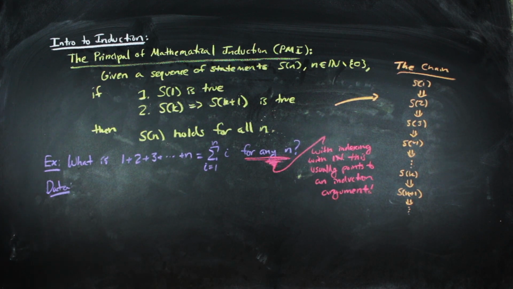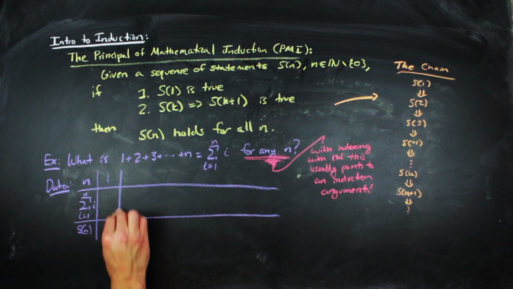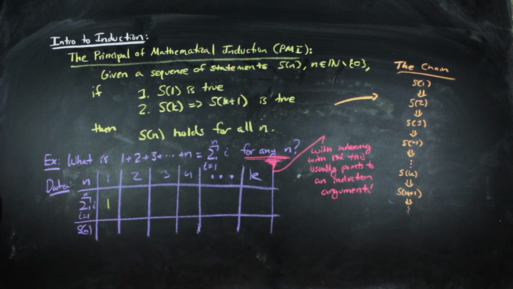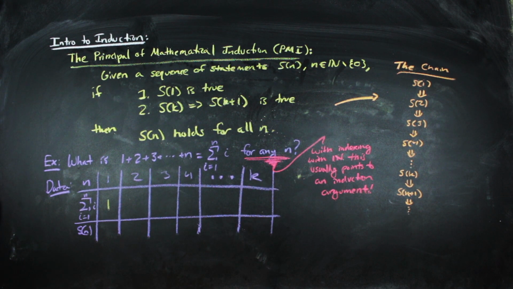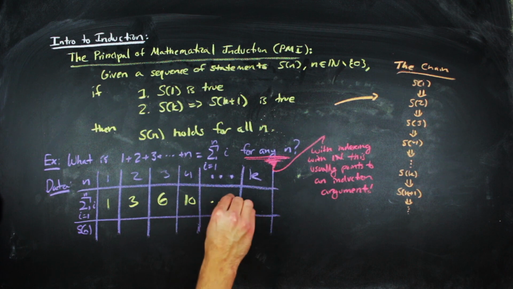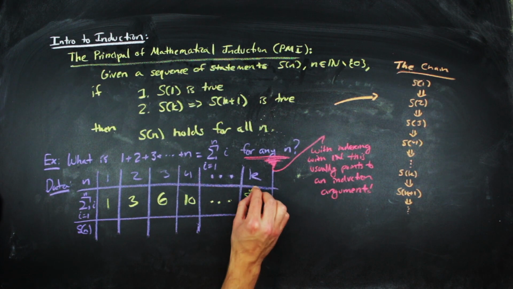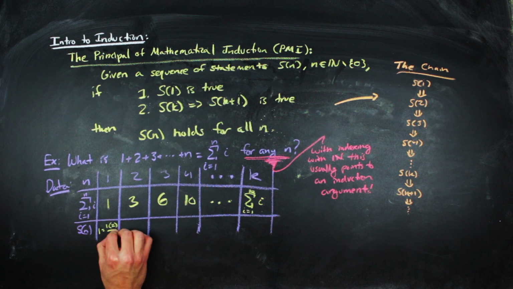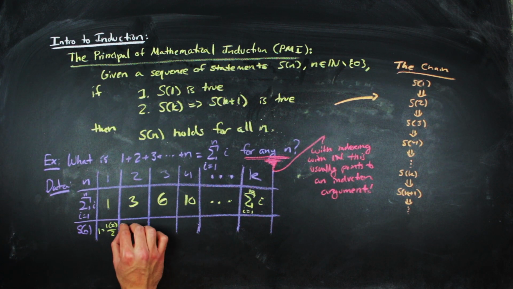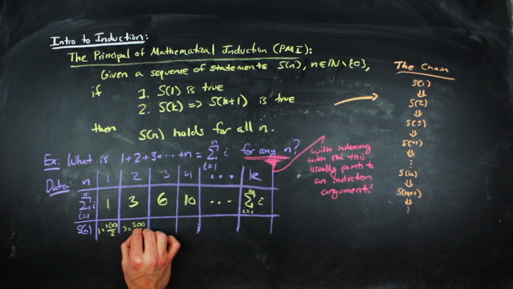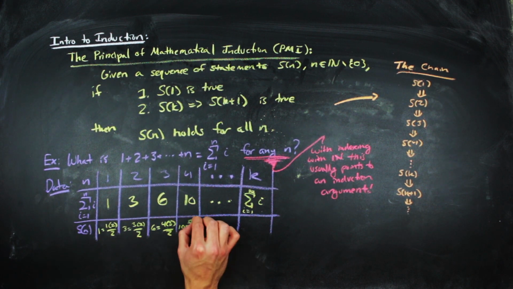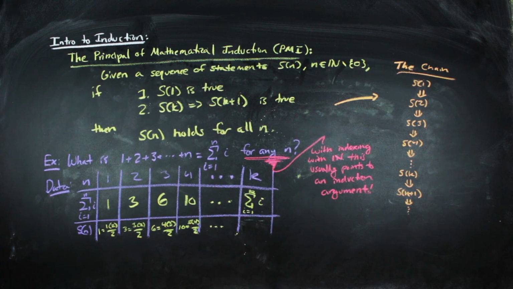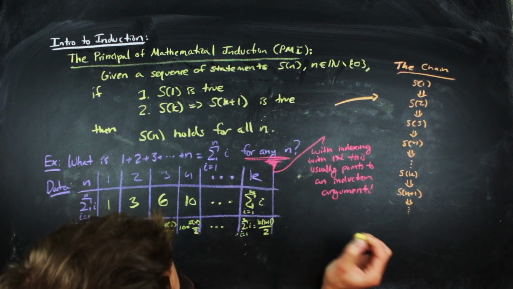Our sequence of statements is just equivalences for each n. So when n is 1, the sum is 1, when n is 2, the sum is 3, when n is 3, the sum is 6, and when n is 4, the sum is 10, and so forth. After some fiddling, you may note that 1 is equal to 1 times 2 divided by 2, and similarly, 3 is 2 times 3 divided by 2, as 6 is 3 times 4 divided by 2, and you may suspect that the pattern here continues.